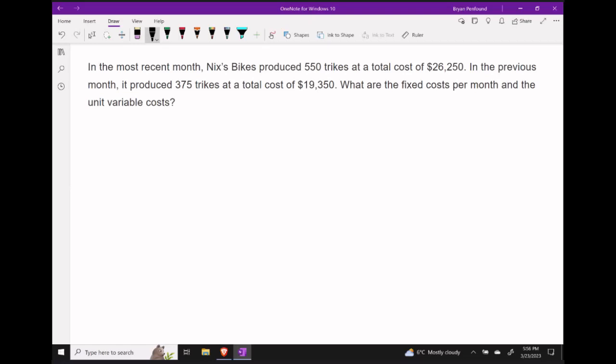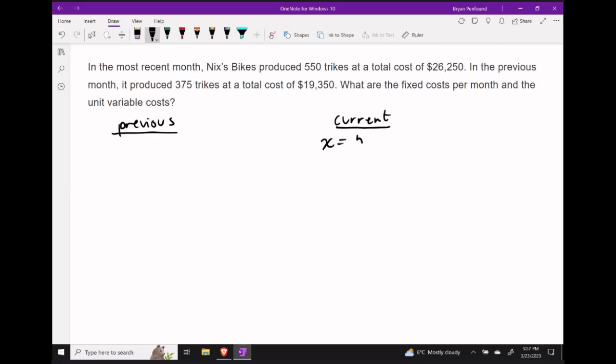Let's suppose in the most recent month, Nick's bikes produced 550 trikes at a total cost of $26,250. In the previous month, it produced 375 at a total cost of $19,350. Let's try to determine the fixed cost per month and the unit variable costs.